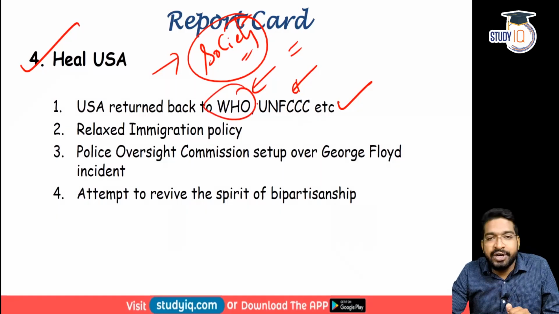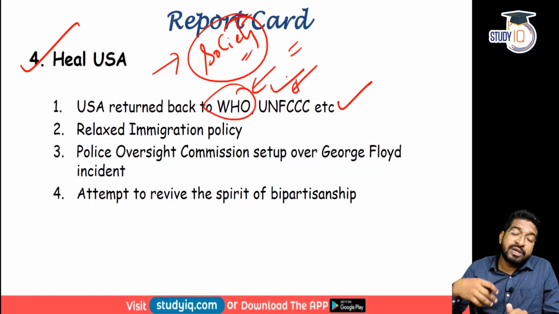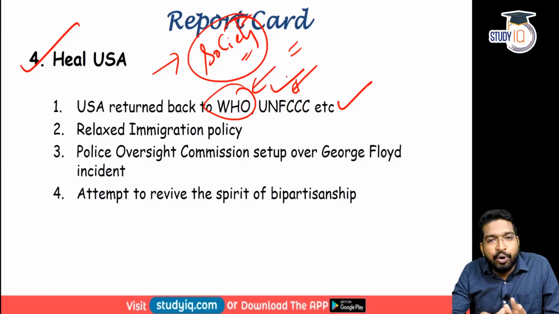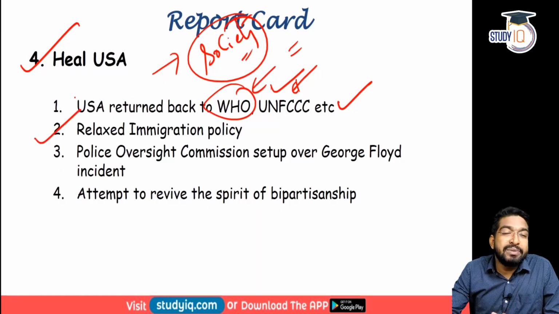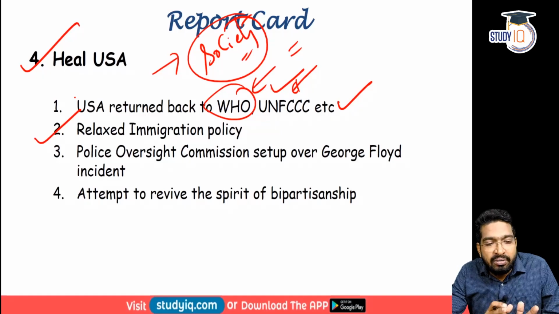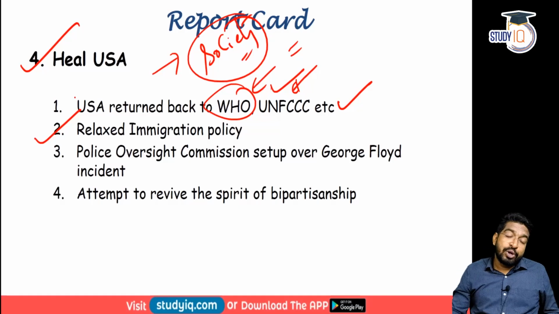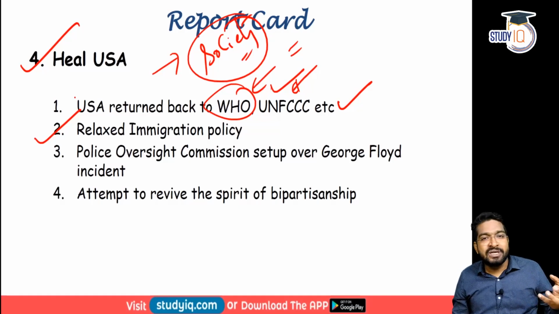The USA has acceded back to WHO. It has acceded back to the Paris Climate Agreement. So climate change policies have been reversed. Apart from that, Trump's strict immigration policy has been reversed. A relaxed immigration policy has come. Although, as soon as this immigration policy was relaxed, a lot of influx was seen from Mexico.